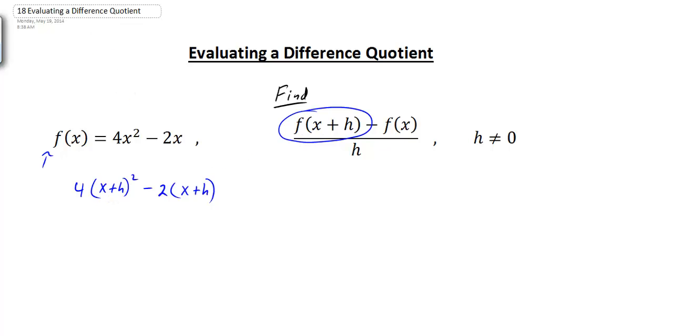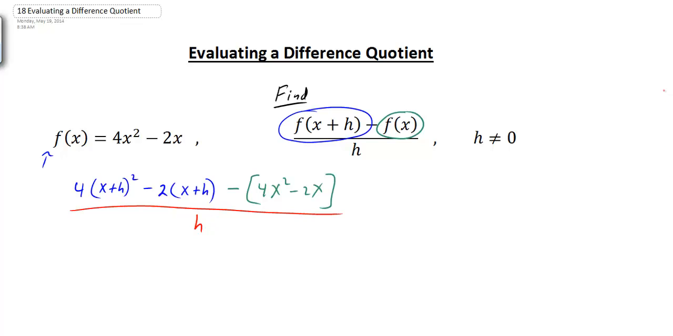And then it's minus f of x. Now notice here I'm going to put parentheses or a bracket. It's minus f of x. Well, f of x is 4x squared minus 2x. And the reason we want to put a bracket or parentheses is because of this negative sign: we're subtracting away the whole function f of x. So this negative sign is going to eventually be distributed here. And then, of course, this is still all divided by h. So there's the initial process.